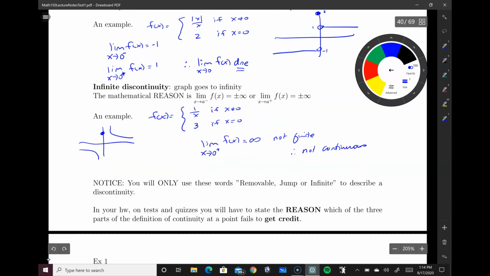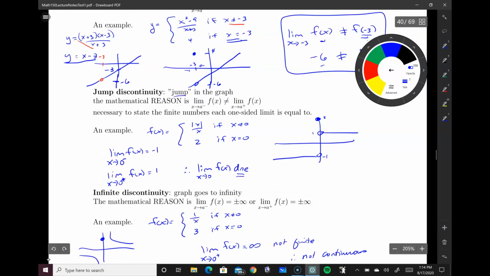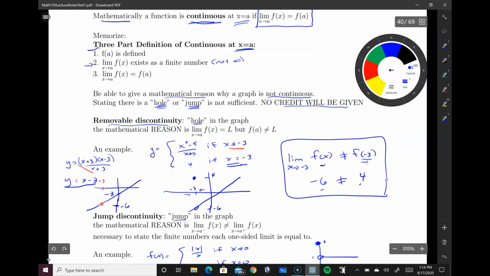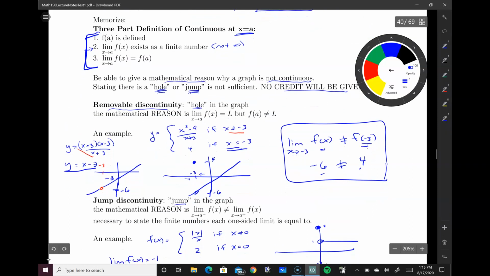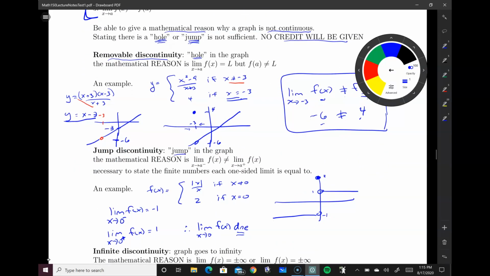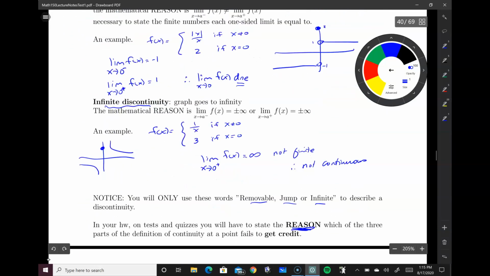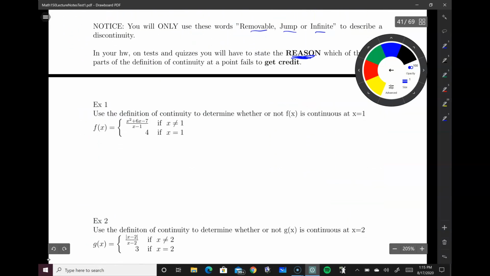All right, so these are just words that we use to describe the discontinuity, but you need to give the mathematical reason to get credit. I just want to make sure you really know it's these three that are going to tell you whether it's continuous or not. Those are the three. So these descriptions are just for us to know which kind of discontinuity we're looking at. All right, so it'll always say use the definition of continuity, and you'll always be given a point of where to show which one it is.